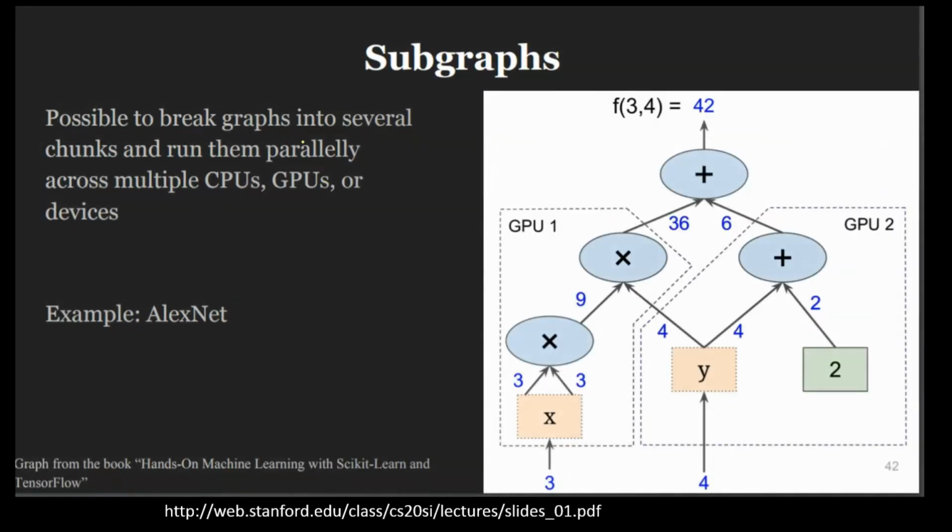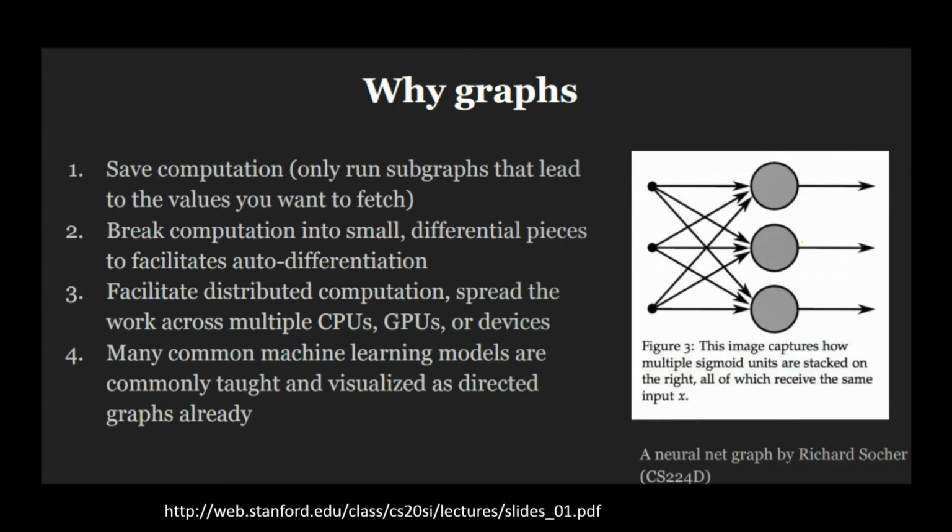And also we can break the graph into several chunks and run them in parallel across multiple CPUs or GPUs. So for example, in AlexNet, they're executing this part of the graph on GPU 1, and this part of the subgraph on GPU 2. So that's why the whole TensorFlow structure is defined in the form of a graph. So it's quite efficient. Okay, so again, why graph? Obviously it saves computation by only running the subgraph that leads to the values you want to fetch, as we saw in the slide before. It will break the computation into small differential pieces to facilitate auto differentiation. It facilitates distributed computation across multiple CPUs and GPUs, and many common machine learning models are already commonly taught and visualized as directed graphs. Okay.